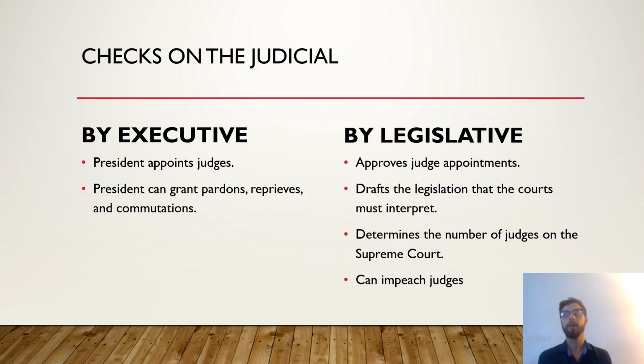Now, what are the checks the two branches have on our judicial? So let's start with the executive. What can the executive do? For one, they can appoint the judges that work within the judicial branch, having direct influence on who makes up the body at large. We also see the president can grant pardons, reprieves, and commutations, overturning the rulings provided in the lower courts, oftentimes rarely ever pushing back against Supreme Court rulings. We see these primarily regarding federal criminal cases, oftentimes overturning district rulings.